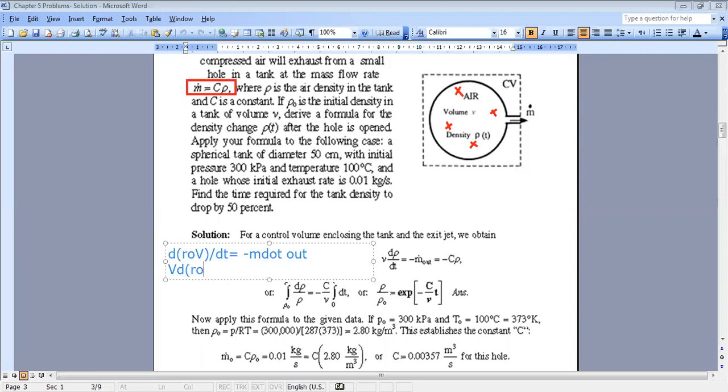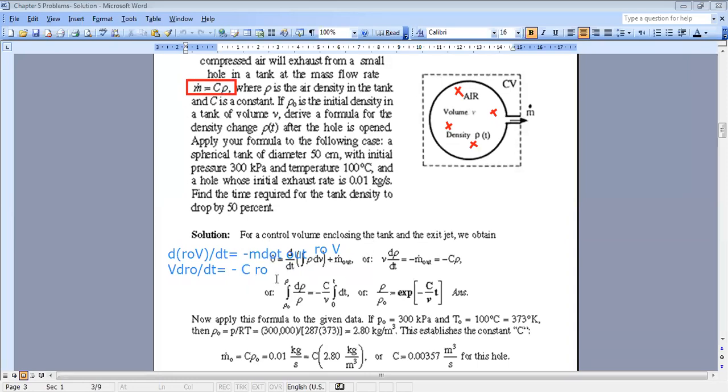Only rho is varying with time. The volume is constant, so it's d rho by dt equals m dot out, which is given in the formula by c rho, so it's minus c rho. Okay, here, why did we say that the whole equation is equal to 0? Because this is the continuity equation.